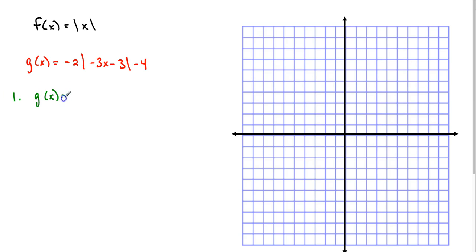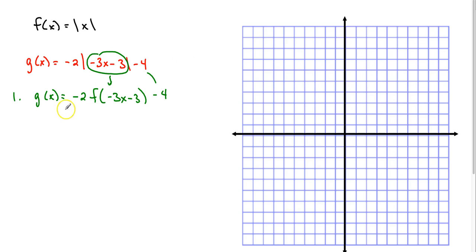G of x equals, the -2 is outside, beautiful, -2. F of this whole piece is what goes in here. F of -3x minus 3, close it, and then minus 4 on the outside. So the argument that's inside the absolute value is always what's inside the f of the quantity, right? To write g of x in terms of f of x.